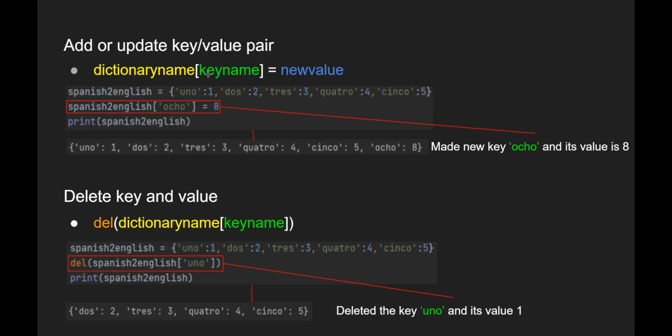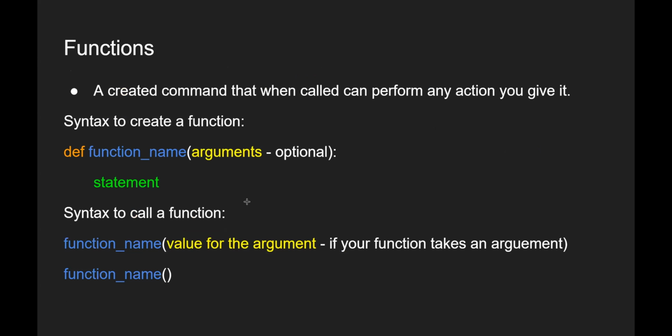So if we wanted to update it, we put the dictionary name and then the key name, and then we equal it to a new value. If we want to delete a key and value pair, we'd say del, the dictionary name, and then a key name inside. So a function is a created command that when called can perform any action you give it.